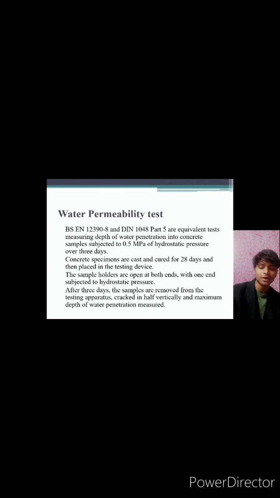Concrete specimens are cast and cured for 28 days and then placed in testing devices. The sample holders are open at both ends, with one end subjected to hydrostatic pressure. After 3 days, the samples are removed from the testing apparatus and cracked in half vertically, and the maximum depth of water penetration is measured.